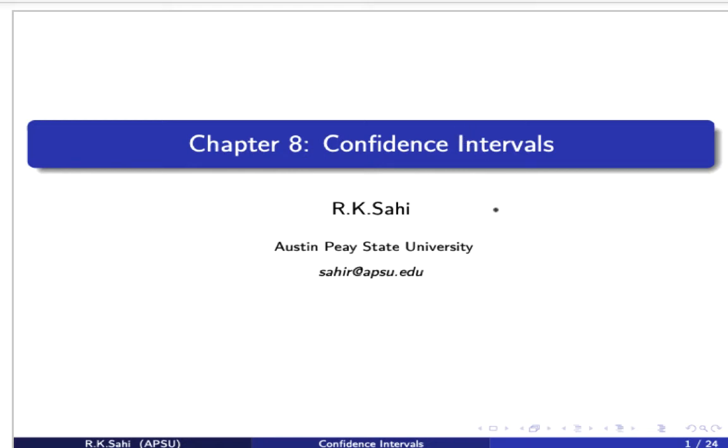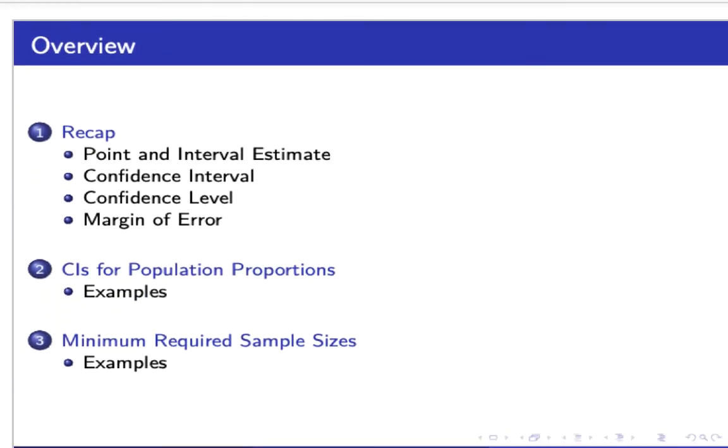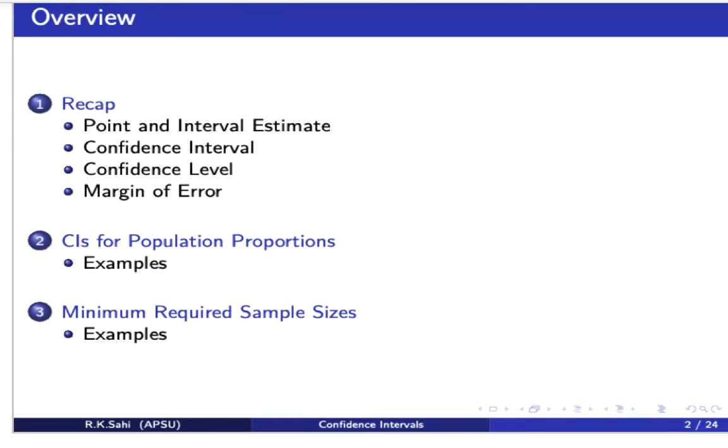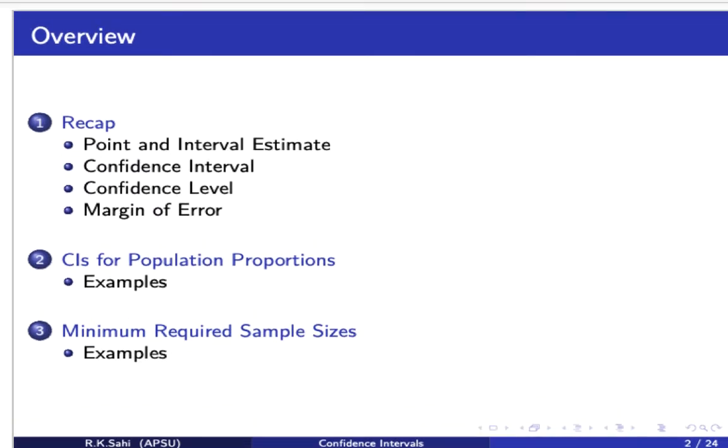Today, we are going to look at confidence intervals. We are going to use these to estimate the intervals for population proportion. Before we start the construction, we are going to look at the things which are needed.